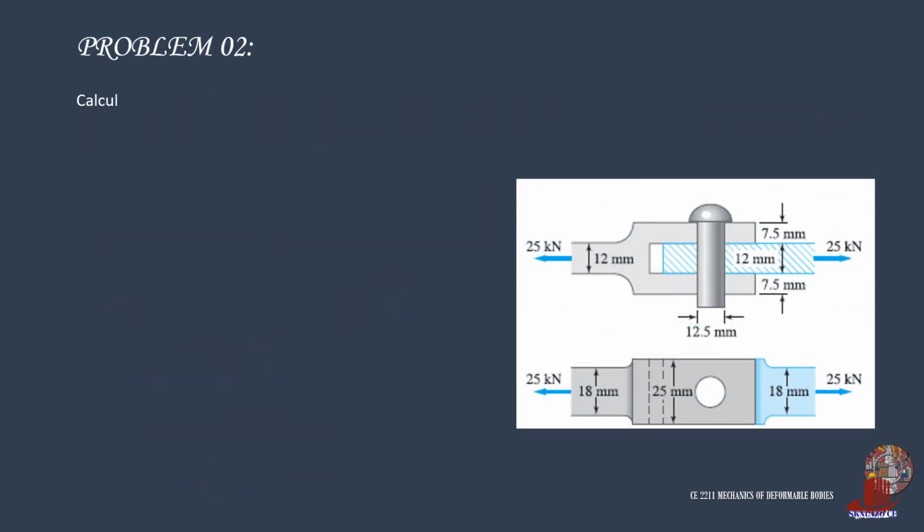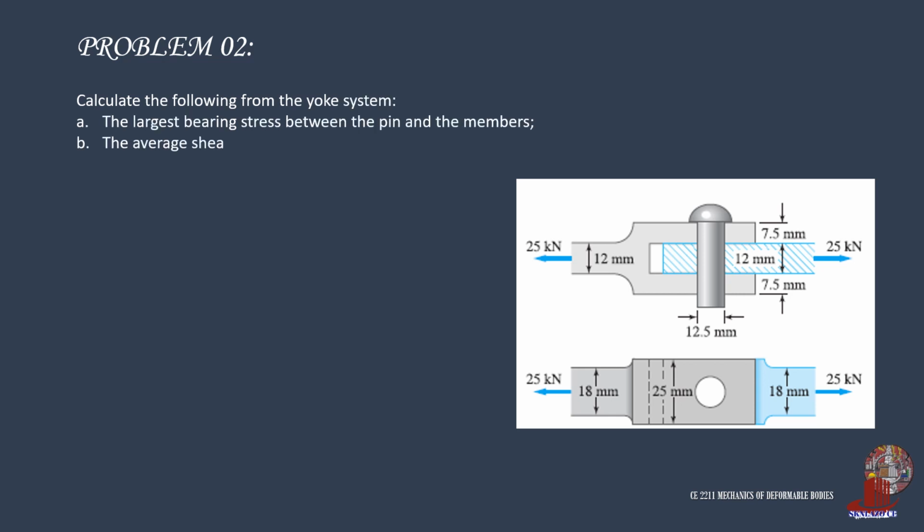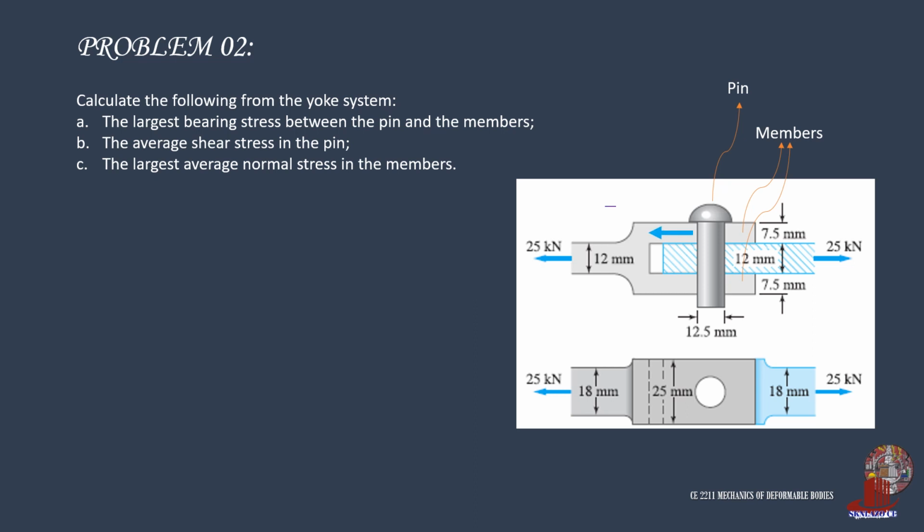The second problem consists of a yoke system with a pin. We are to look for the largest bearing stress of the system, the average shear stress in the pin, and the largest average normal stress in the members. Analyze the yoke system first. There is one pin, and the two legs are termed in the problem as members. With two members, the force is then distributed evenly, resulting to 25 over 2 or 12.5 kilonewtons in each member.